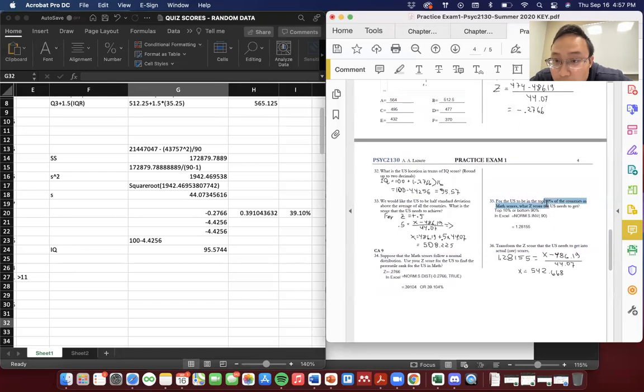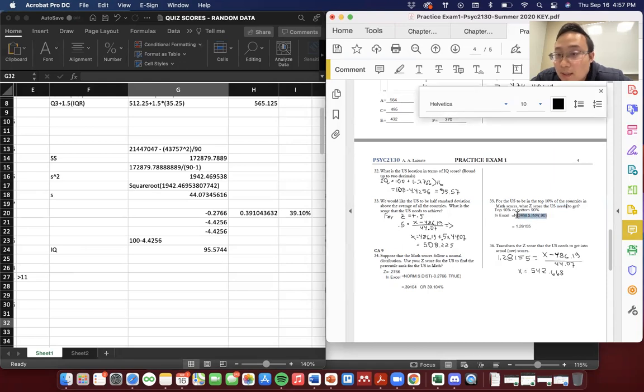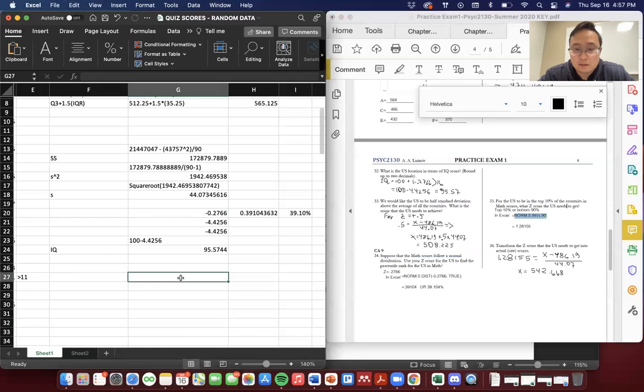Top 10% of the countries. For the US to be in the top 10% of the countries in math scores, what z-score does the US need to get? The top 10% or bottom 90%. Okay. So that's what we kind of did earlier, right? We did that with the top 20, except this time we do the top 90. So that's the z-score for the top 90.